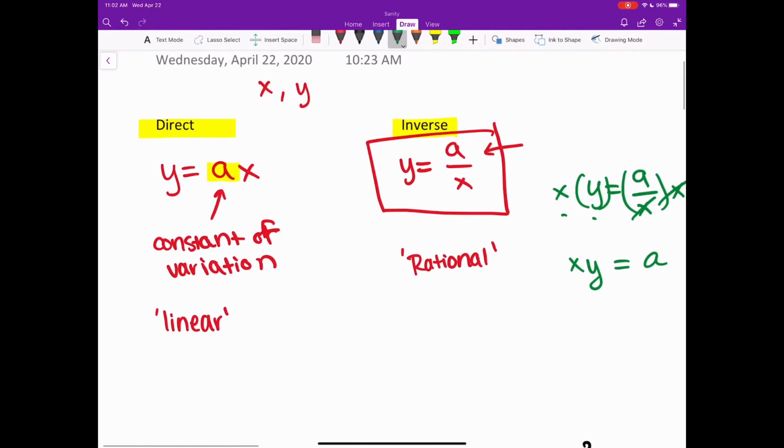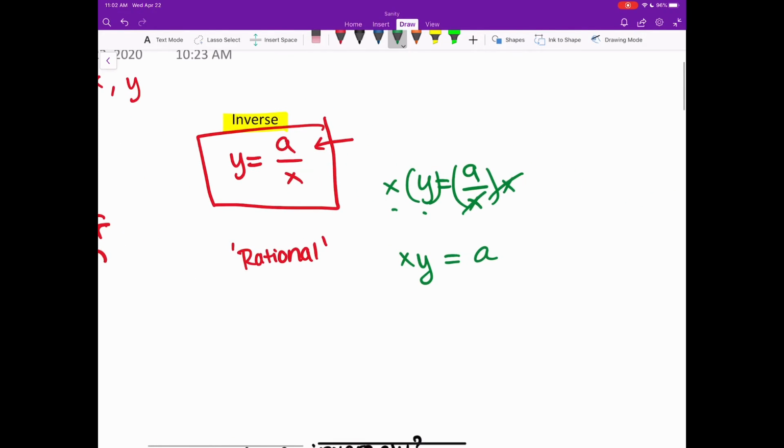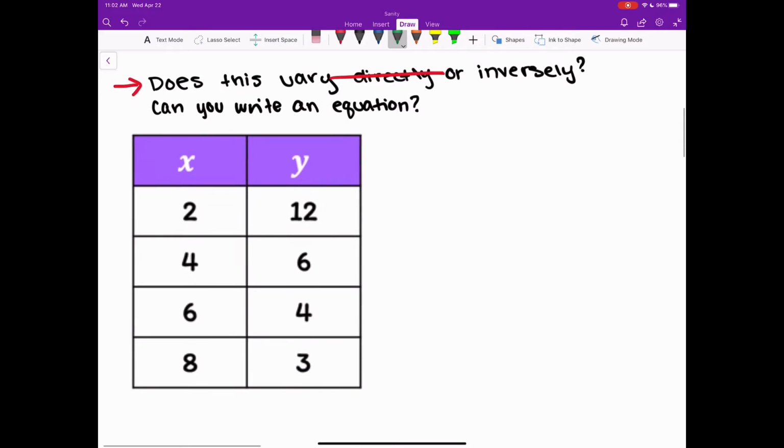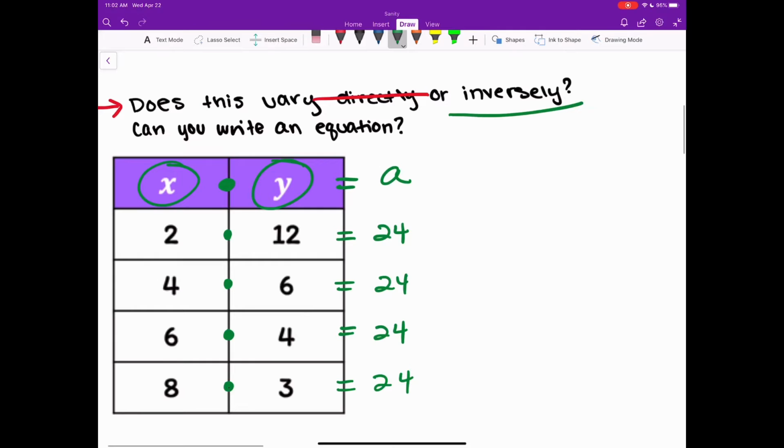So over here in direct, we saw that y equals a times x. Over here, if I multiply my variables together, then I should get some sort of constant. So let's check whether that holds with this table of values. If I multiply 2 times 12, well, 2 times 12 is 24. Let's see if that holds for the rest of them. 4 times 6 is 24. 6 times 4 is still 24. 3 times 8, yep, 24. It's looking like this does vary inversely.